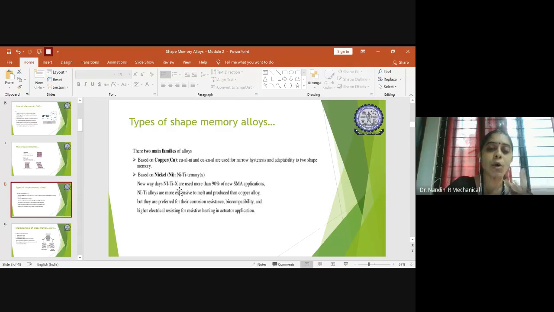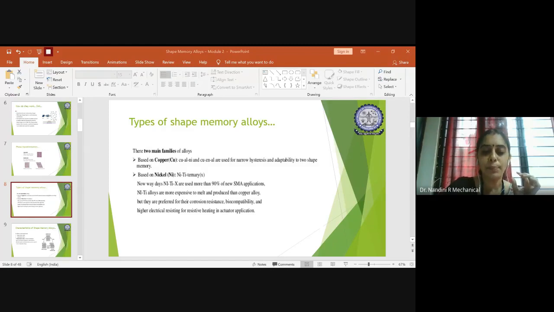And one more thing is when you are operating, these nickel titanium alloys are expensive because they have to melt and produce the alloy. Okay, so when you try to synthesize these alloys and do the actual shape memory effect, you'll come to know the pain of how much it is in melting and regaining back its position. But they are preferred for their corrosion resistance. This nickel titanium alloy is used due to its important property, which is resistance to corrosion.